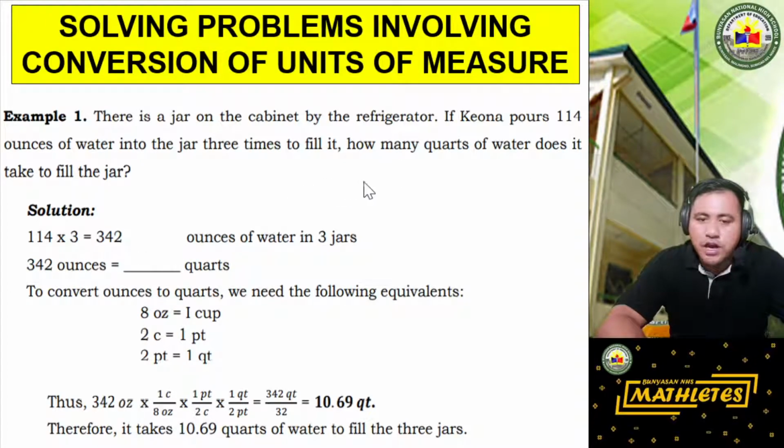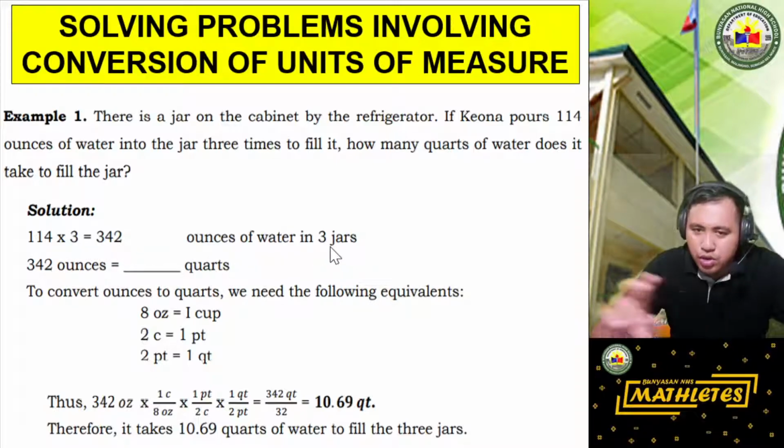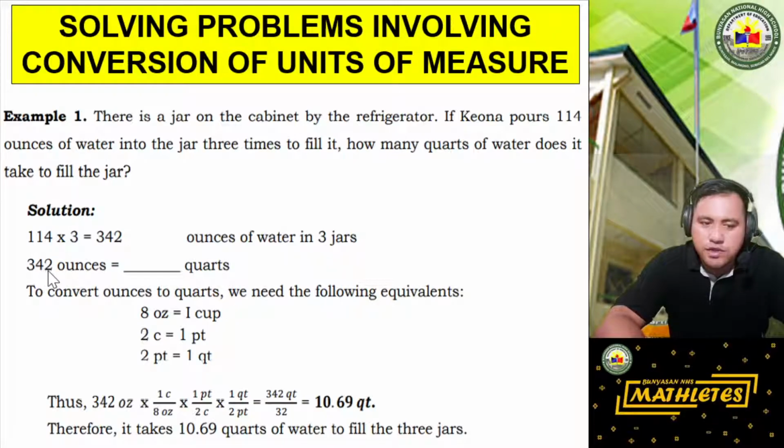Okay. If Kwana pours 114 ounces of water into the jar 3 times to fill it. So, from ounce to, the unit is ounce, and you have to convert it to quart. Take note, 114 ounces of water, but 3 times. So, in solution, 114 times 3 is equal to 342 ounces in 3 jars. Okay? 3 jars, so 3 times. So, that is 342 ounces to quarts.